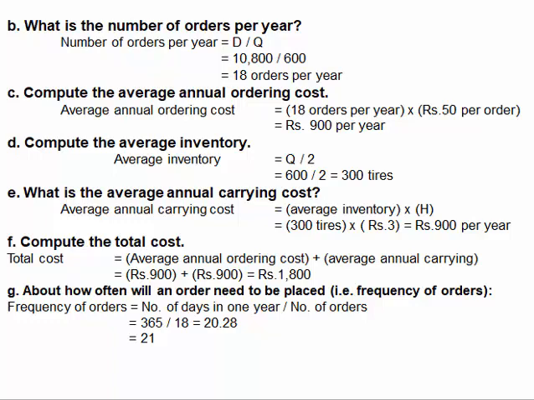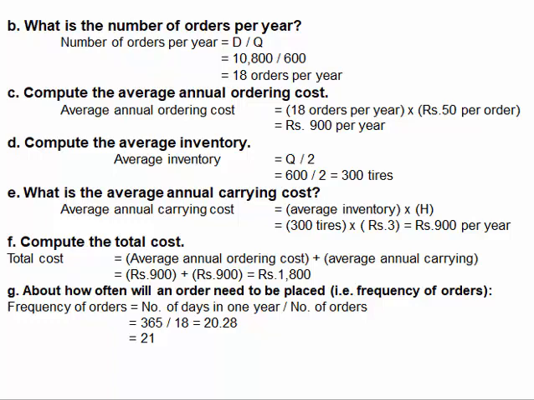Then we compute the average inventory. Average inventory is equal to order quantity divided by 2. Order quantity is 600. We divide it by 2. It comes out to be 300 tires. Then what is the average annual carrying cost? Average annual carrying cost is equal to average inventory into H. H is rupees 3. Then it multiplies, 300 into 3. It gives rupees 900 per year.